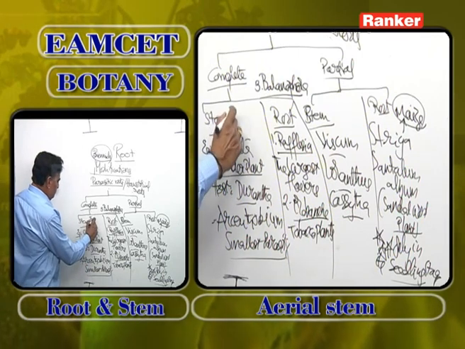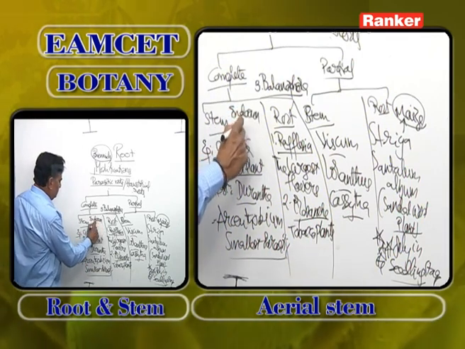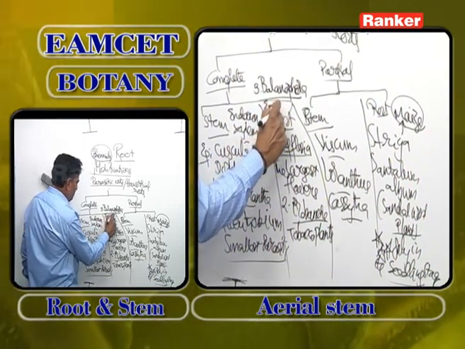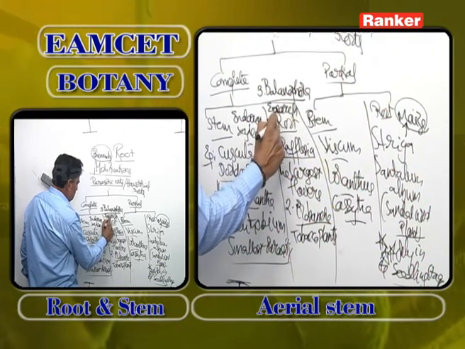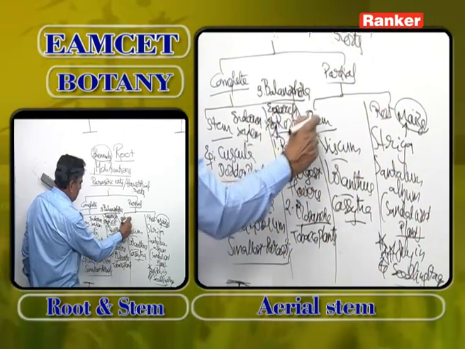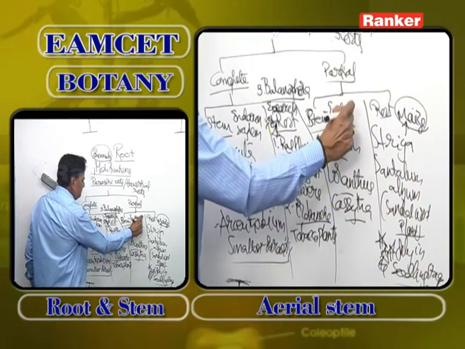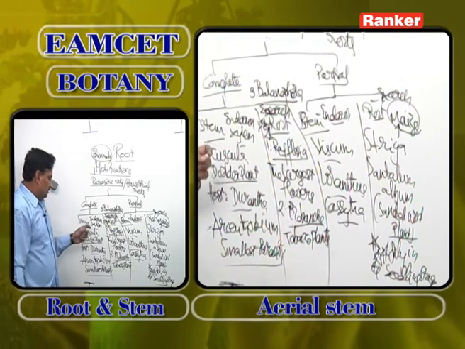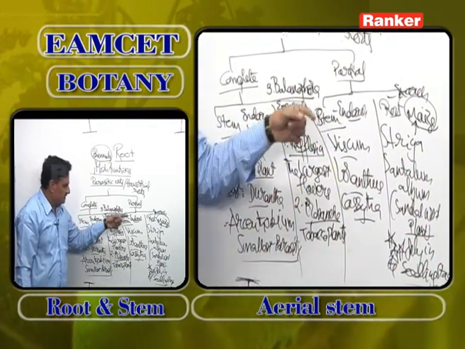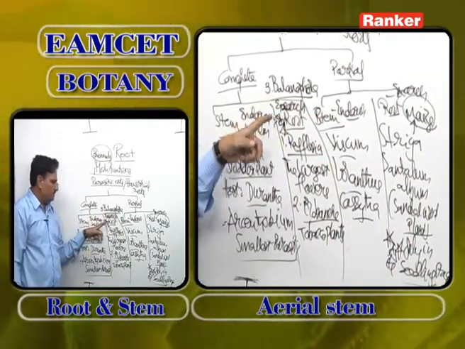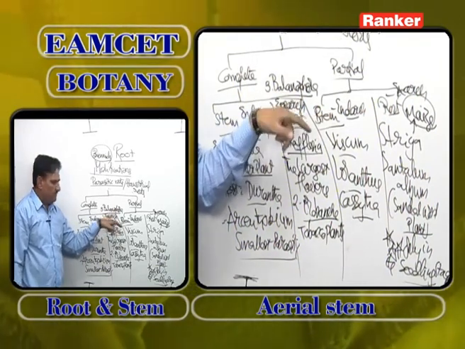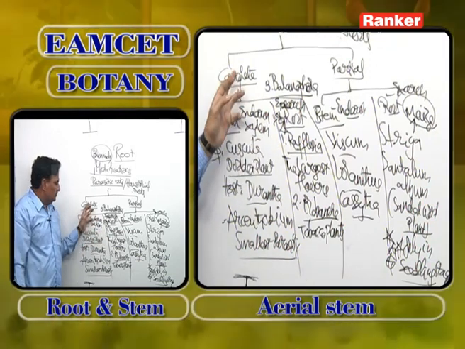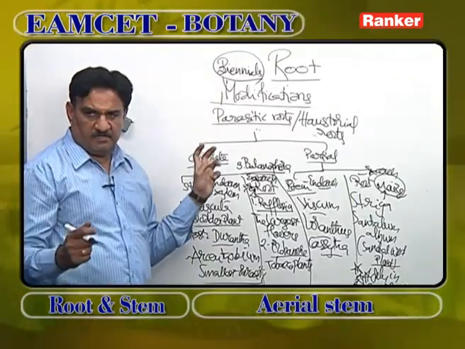In stem, they are attached to endarch xylem. This is also asked sometimes. In root, they are attached to exarch xylem. In stem again, endarch xylem. In root again, exarch xylem. So name a partial parasite which is attached to endarch xylem. Name a partial parasite which is attached to exarch xylem. That means a root. So this is about root modifications.